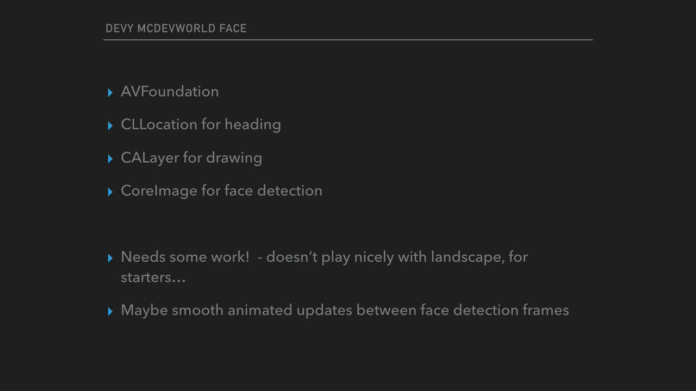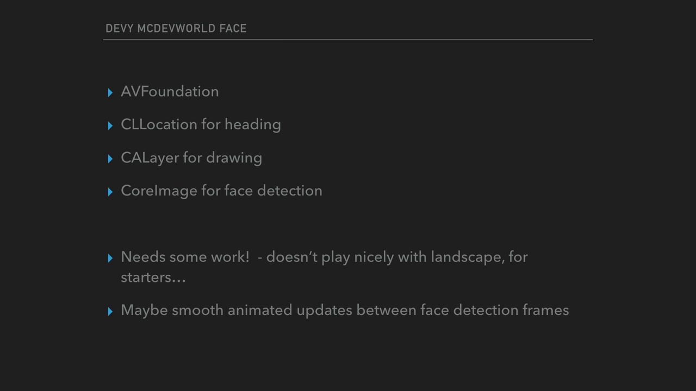I need to do some work on this. At the moment, it only works in portrait mode. If you turn it landscape, the faces kind of go opposite ends of the screen to where they should be, and they go left when you go right. It's really bizarre. If you were at the talk yesterday about using the screen size stuff, all of that just doesn't work with Core Image.